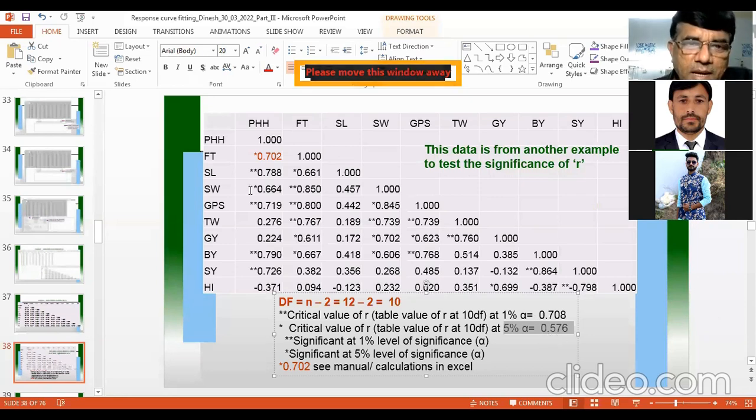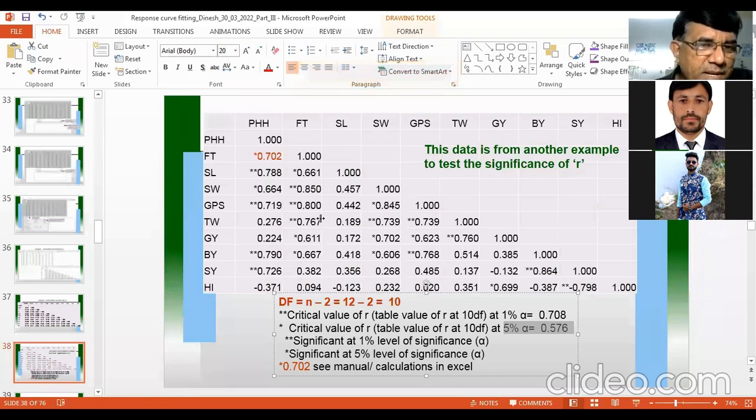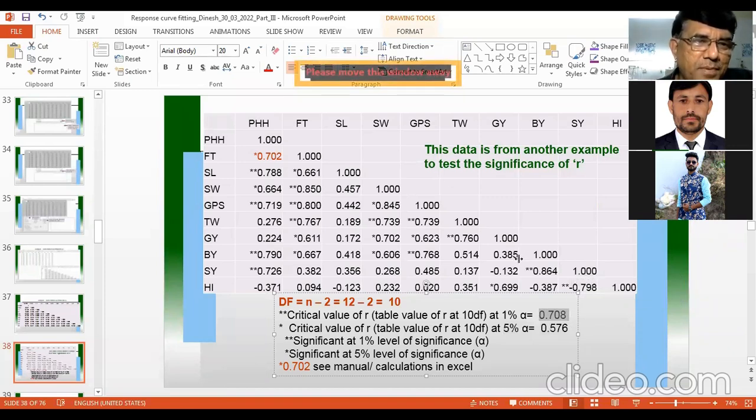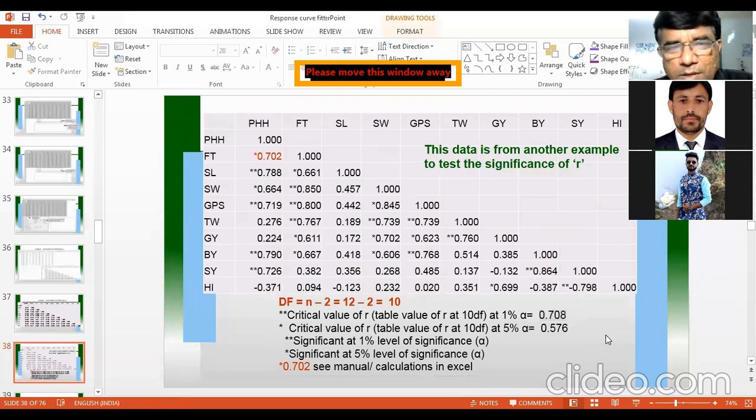So values here, which are more than 0.576, are significant at 5% level of significance. So you can put 1 star there. Number 2, values which are higher than 0.708, you can put 2 stars on that. So according to this, you can see which correlation coefficients are significant, which variables have significant relation, or which do not have. Any questions from this?